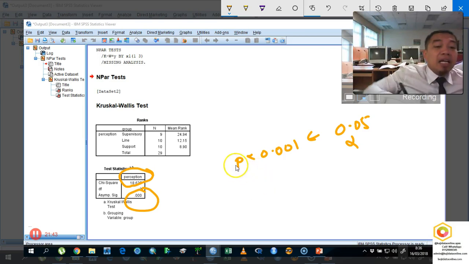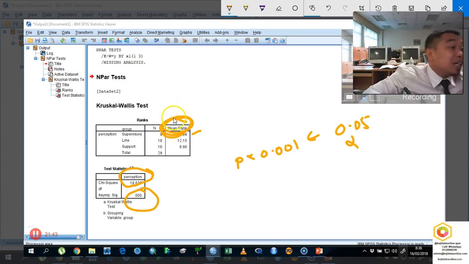And then we say that the mean rank, this one is talking about the mean rank, okay? The previous one was talking about the mean. This one is the mean rank. So the mean rank between the three groups differs. That means whether you are working in the supervisory line, in the line, or as a support group, you will have different perceptions towards the management in this particular example.